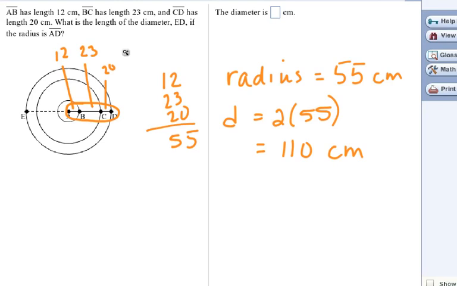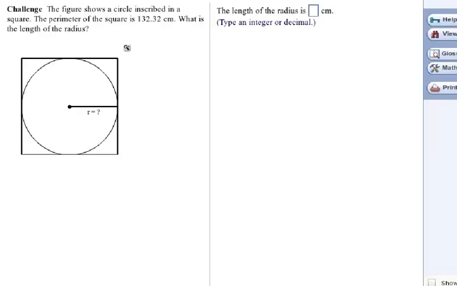All right, I have one more example that I want to show you, and then you should be good to go with digits on 12-1. All right, this one says that the figure shows a circle inscribed in a square. And just so you know, inscribed means that the points on the circle here touch the sides of the square, so that makes it inscribed in the square. It says the perimeter of the square is 132.32 centimeters. What's the length of the radius?